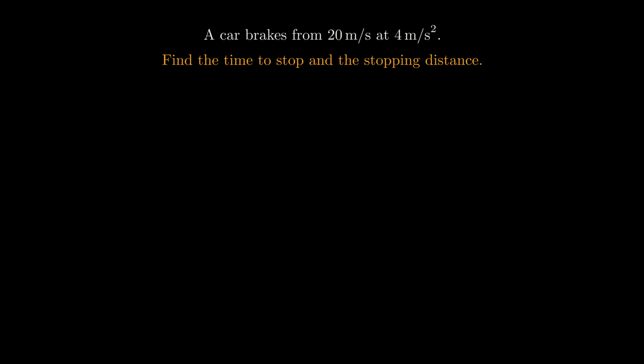First, list what you know. Initial velocity u is 20. Final velocity v is 0. It stops. And the acceleration is minus 4. Negative because braking opposes the motion. Getting that sign right is half the battle.